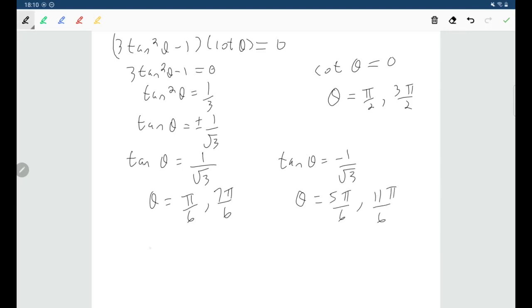And so therefore we've got ourselves 6 different solutions. There's pi over 2, 3 pi over 2, pi over 6, 5 pi over 6, 7 pi over 6, and 11 pi over 6.